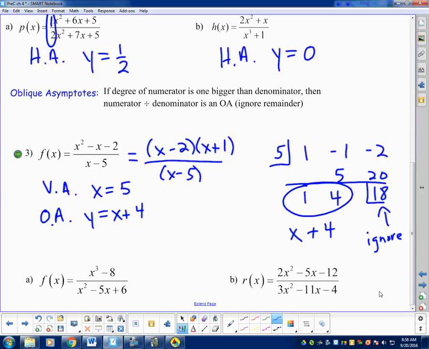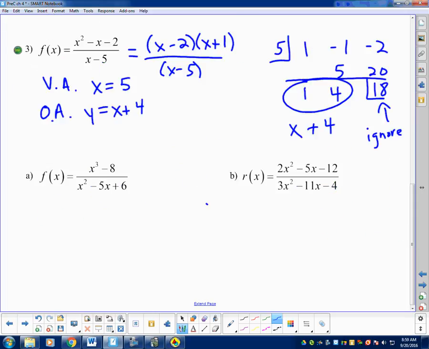All right, so let's put it all together for these last two, and then I'll have you try some in groups here. It says on 4, find all asymptotes. Okay. So let's start with factoring this. Do you know how to factor difference of cubes?